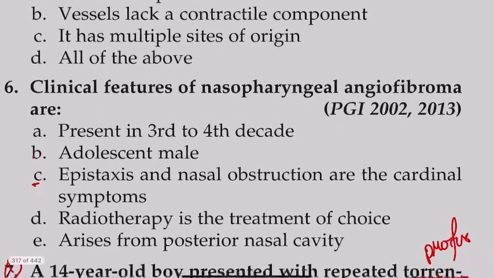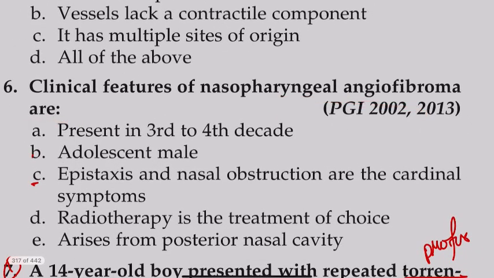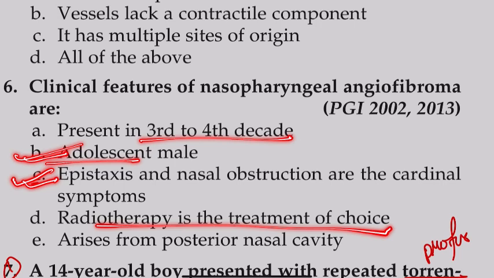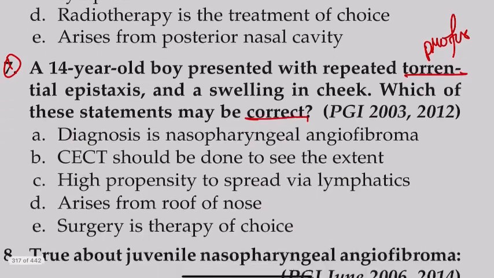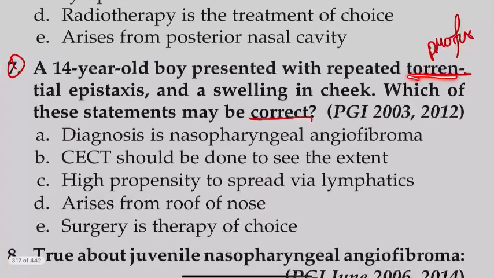The clinical features of nasopharyngeal angiofibroma are present in the 3rd to 4th decade. No, that's not right. Adolescent male, that's right. Epistaxis and nasal obstruction are the cardinal symptoms. Radiotherapy is the treatment of choice? No, what we do here is simply surgery, right? Arises from the posterior nasal cavity? No, the sphenopalatine foramen, that is in the lateral wall, right? So here B and C are the right answer. A 14-year-old boy presented with repeated torrential epistaxis and swelling in the cheek. Which of these statements may be correct?